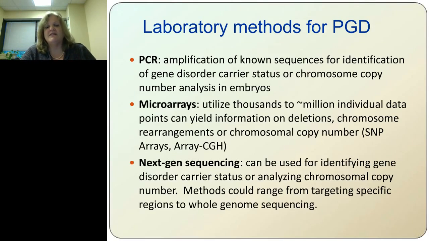And also there's next-gen sequencing, or second-generation sequencing as it's often called, and that can be used for identifying gene disorder carrier status or analyzing chromosomal copy number. So the methods in next-gen sequencing could range from targeting specific regions to look at particular carrier or affected status, so looking for specific biomarkers or sequence markers, or also whole genome sequencing and different types of methods like chromosomal copy number.